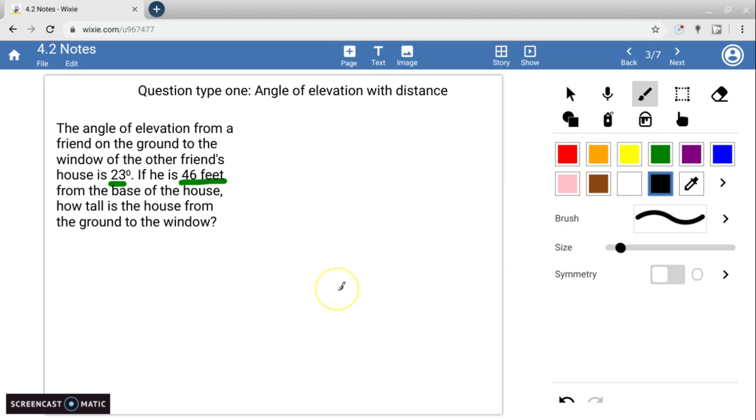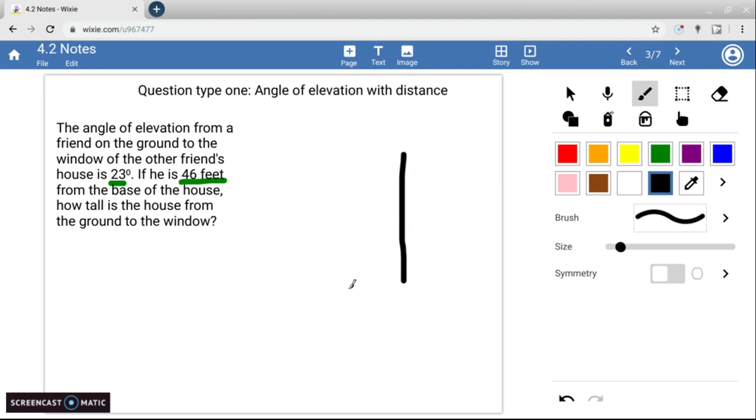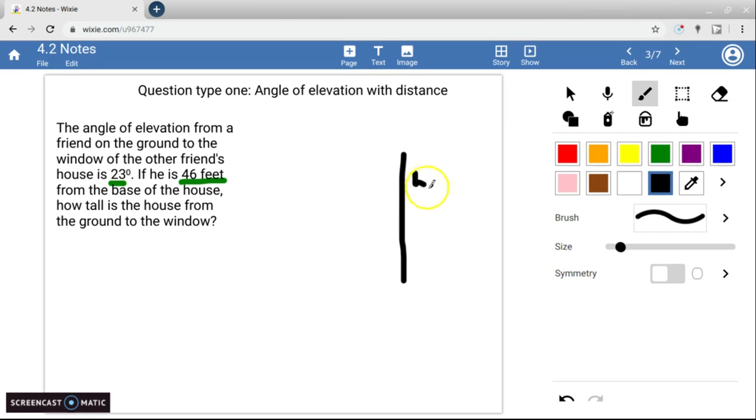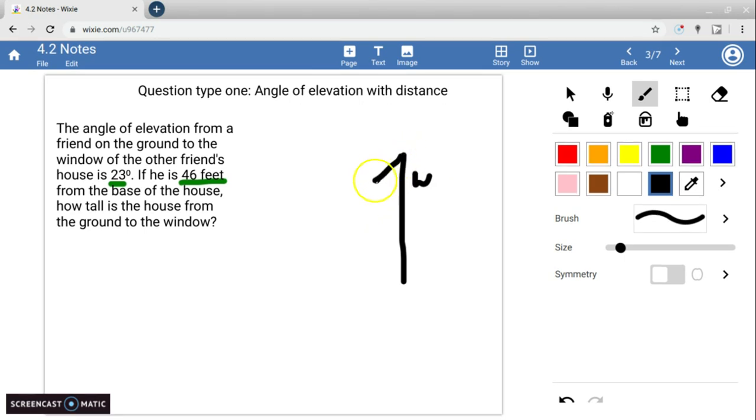You can try to draw a picture, which will make it easier. When you're drawing walls and things, you can just draw out the lines. But if it's talking about people, you can just label them with letters. So we have the house here. Let's say this is the wall of the house. And let's say this is the window with the friend in it, and I'll label that as W. And then we have an angle of depression, so it's going to be like this. This is the line of sight.